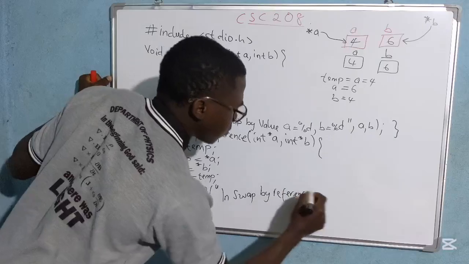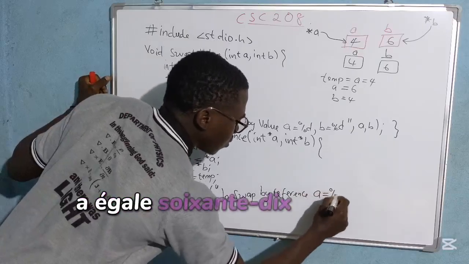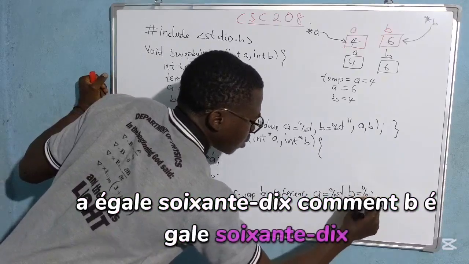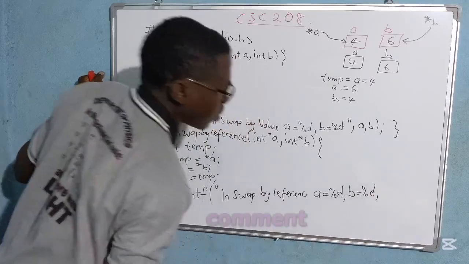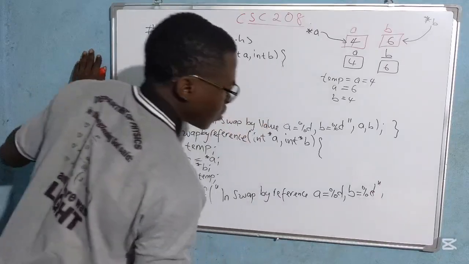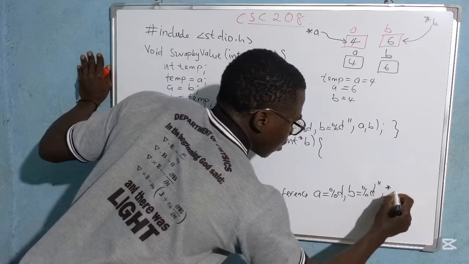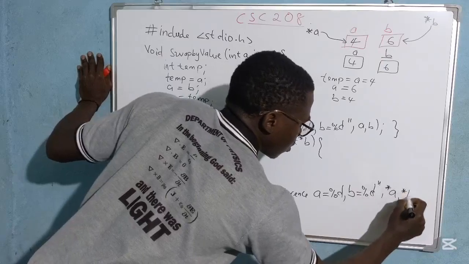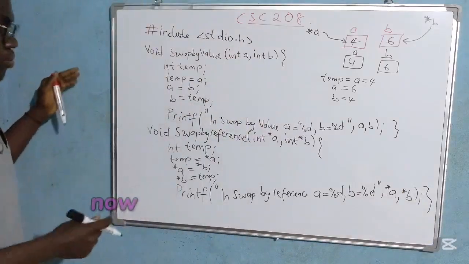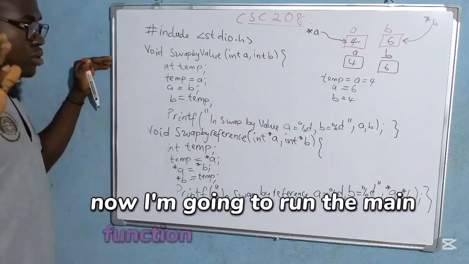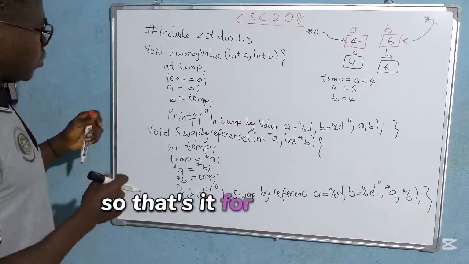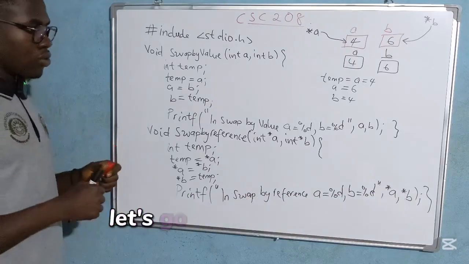You have a equals percentage d, comma, b equals percentage d, comma, star a, star b. Okay, so that's it. Now I'm going to run the main function from my phone, and then you're going to see the result together. So that's it for the swapping algorithm. Let's go look at the function.